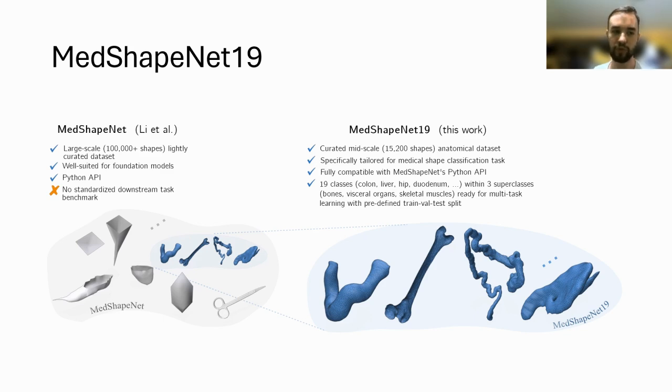We contribute two things in this work. First, we introduce MedShapeNet 19, a curated subset of MedShapeNet with 15,200 anatomical meshes across 19 balanced classes with predefined splits for training, validation, and testing. This makes it easy to reproducibly evaluate anatomical mesh classification tasks.